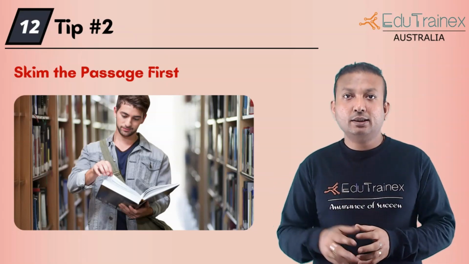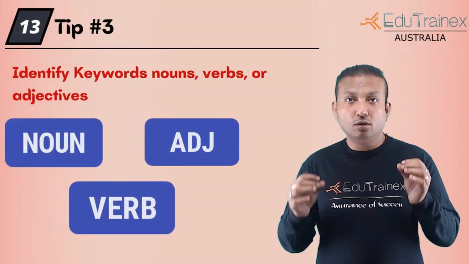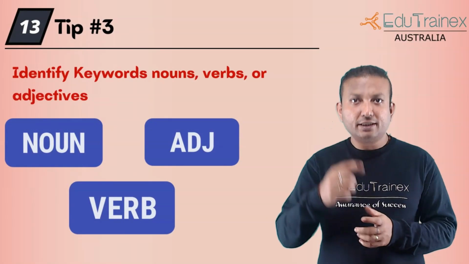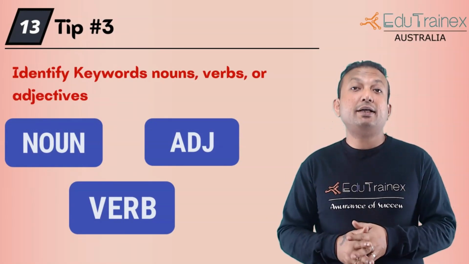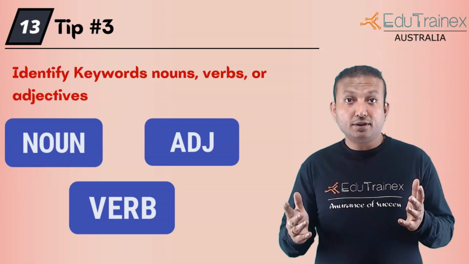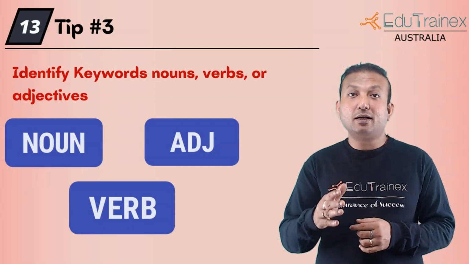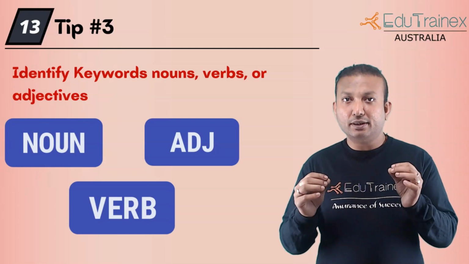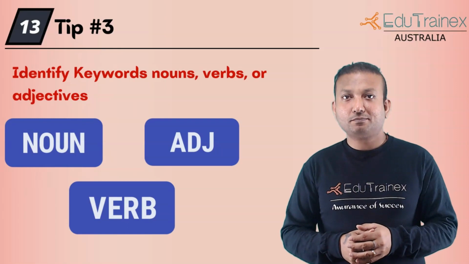the blanks. Tip number 3 is all about identifying keywords. Look for words that are likely to be missing in the blanks. That makes logical sense. This could be nouns, verbs, or adjectives that play a crucial role in the sentence. If you don't know about the parts of speech, please watch our Easy PTE Grammar series where I have explained them with very simple examples. You can find the link in the description.